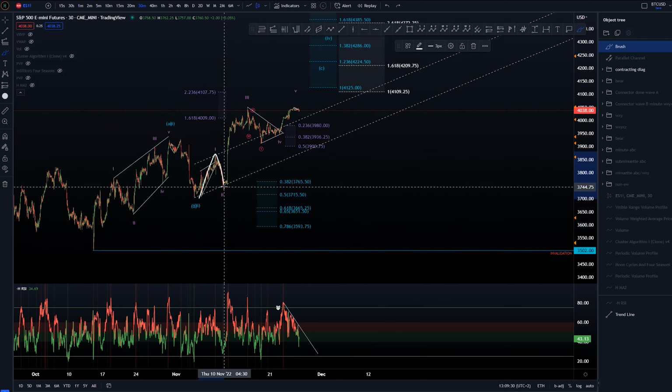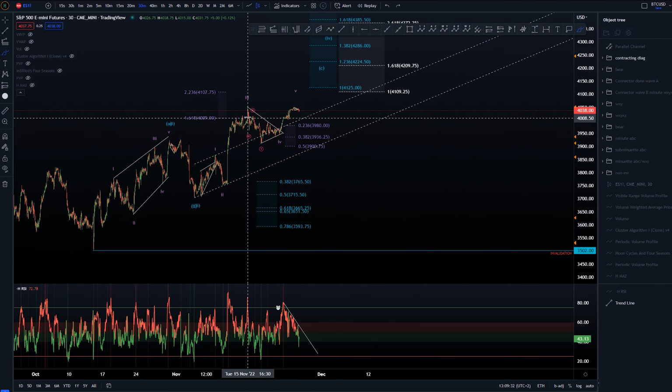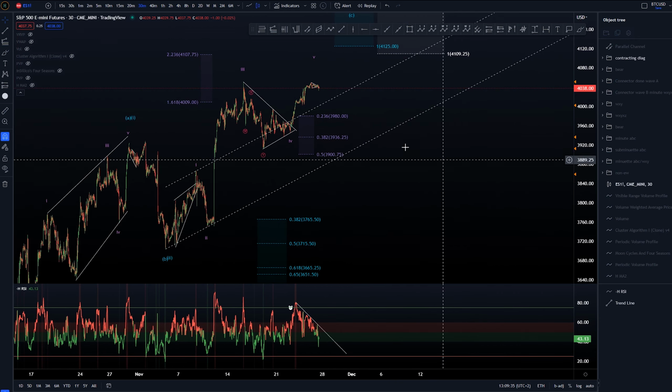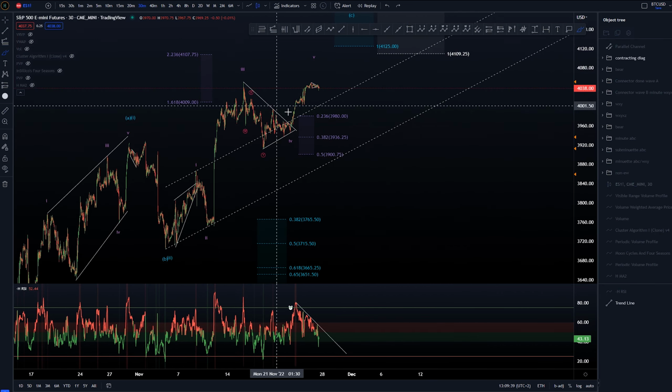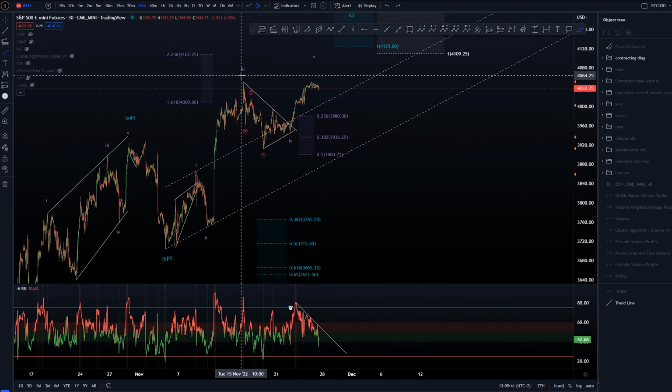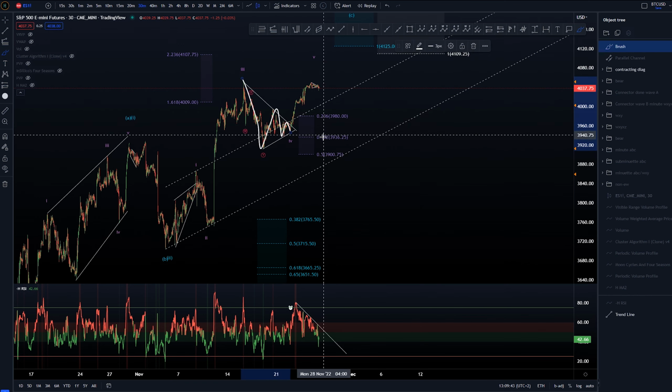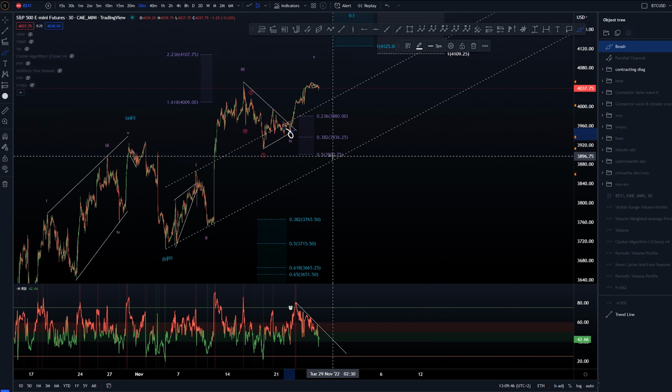At the moment we have completed possible 1, 2 and 3 and then a possible wave 4 already. A triangle fits this very well. Shout out to Khan for mentioning that earlier. So this would be an A, B, C, D, E, and wave 4 would end at these highs.